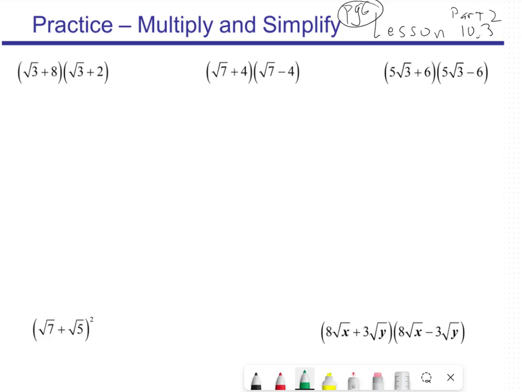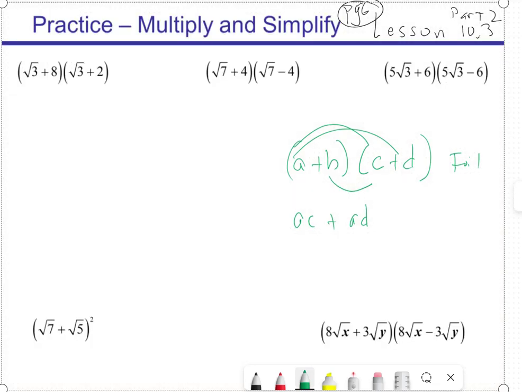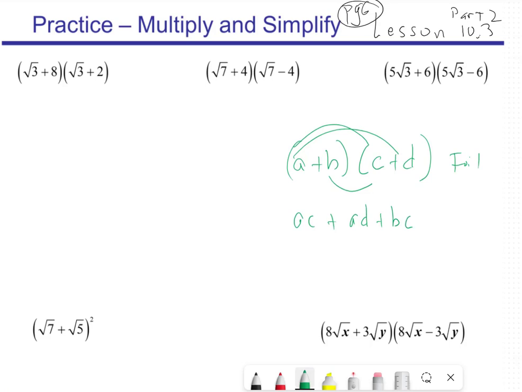If we have a plus b times c plus d, you don't have to write this part down, but we FOILed this. F-O-I-L. The first one is a times c. Second one is plus a times d. The inner multiply is b times c, and the last multiply is b times d. And it happens they're all pluses, but the thing to notice is we have to do 4 multiplies.